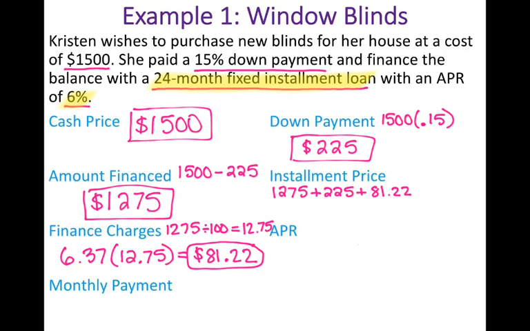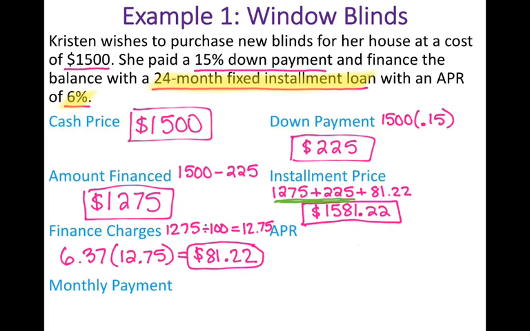So that gives me the $1,275 plus the $225 plus $81.22. So that means the total installment price is $1,581.22. Now, another way to think about your total installment price is it is your cash price plus your amount of finance charges. Because those two pieces right here, the $1,275 plus the $225, actually equals the $1,500 that you had for the cash price.